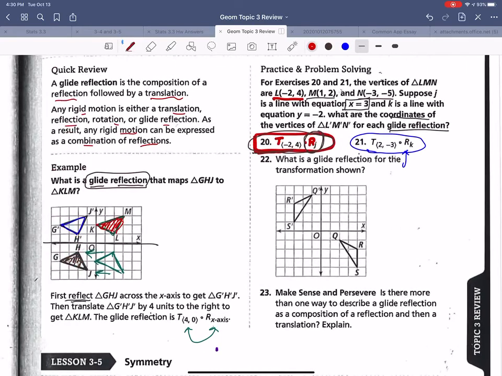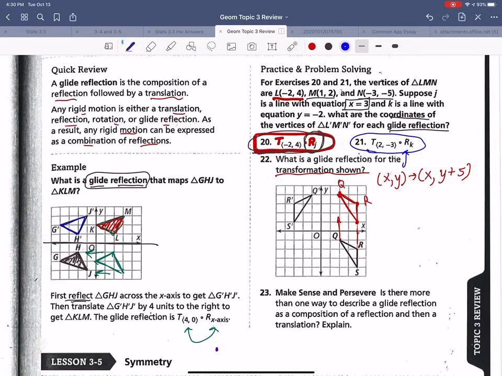So let's look how we're doing. Okay, so we finished 21. Then it says, what glide reflection for the transformation is shown? So it looks like I could scoot this up, right? If I just took this thing straight up. Let's count how many. 1, 2, 3, 4, 5. Okay, so if I move everybody up 5, that would be, I added 5 in the Y.